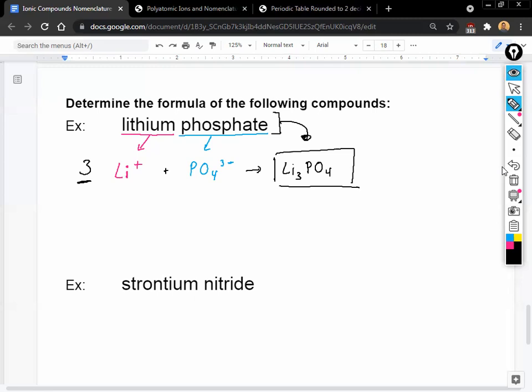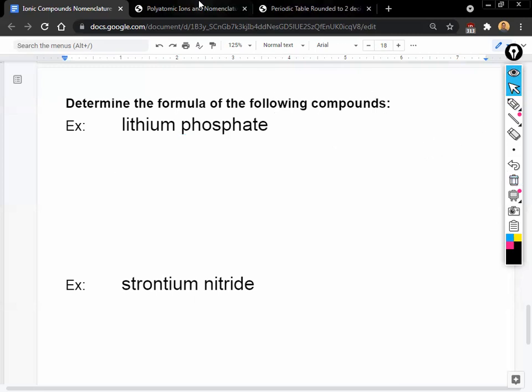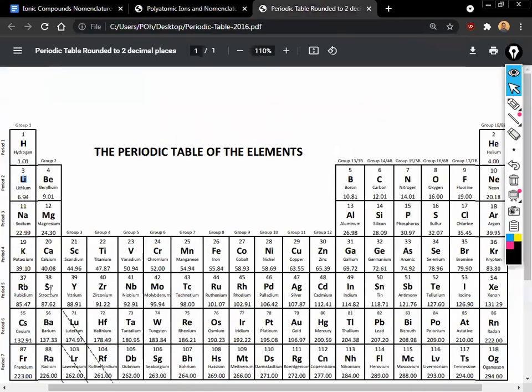Alrighty, guys. So this one is a little bit confusing. I picked a confusing one on purpose so that you guys had a little bit of help on your assignment. Okay, so let's go over this one. So strontium is really easy, right? You just go to the periodic table and you find strontium. Strontium is in this column.